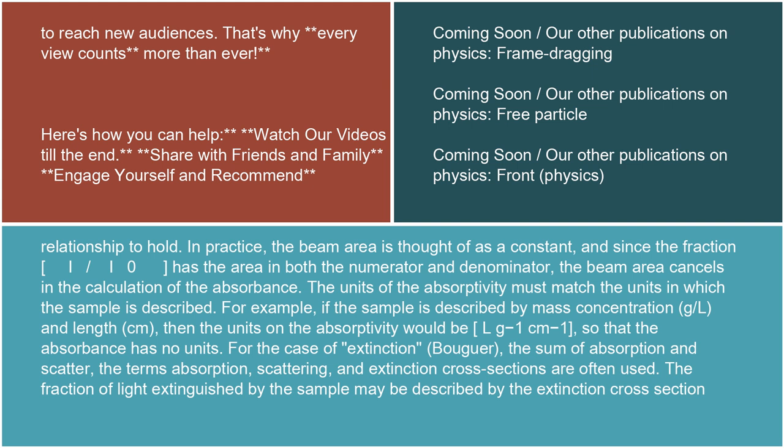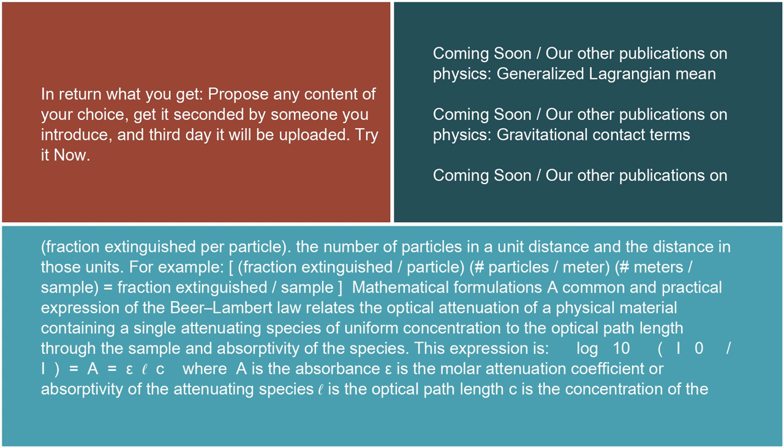For the case of extinction, Bouguer, the sum of absorption and scatter, the terms absorption, scattering, and extinction cross-sections are often used. The fraction of light extinguished by the sample may be described by the extinction cross-section. Fraction extinguished per particle, the number of particles in a unit distance, and the distance in those units. For example, fraction extinguished/particle × # particles/meter × # meters/sample = fraction extinguished/sample.